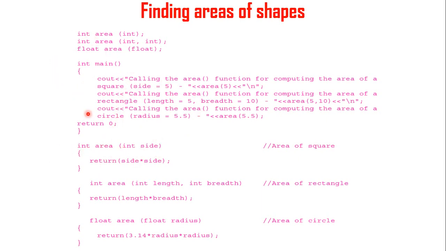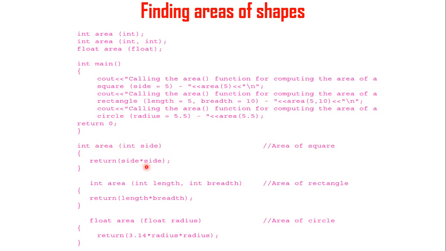Now, before we go to the main program, I want you to see how these functions are written. We'll write a function to find the area of a square. How many parameters are required? One parameter is required. So: int area(int side). It's going to return an integer value, so int is the data type here, and area is the function name.